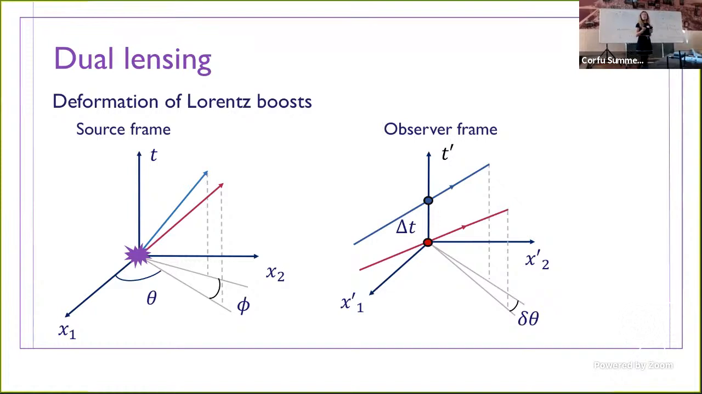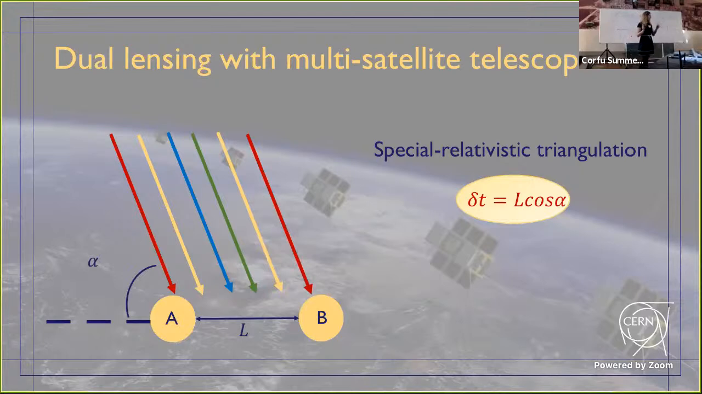And what is more interesting is that in the observer reference frame, this photon again comes with a different angle with respect to the soft one. And again, this angle is proportional to the energy of the hard photon. So we have a prediction that we can use for triangulations. So let us again consider the special relativistic picture and then imagine how this will change in the context of dual lensing.